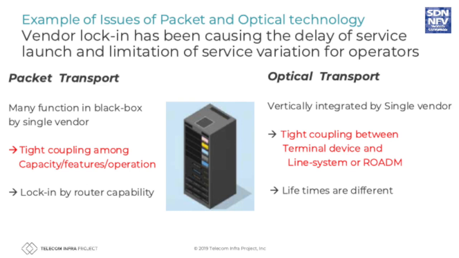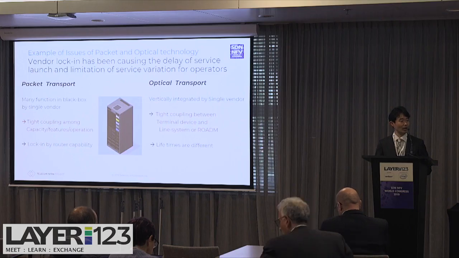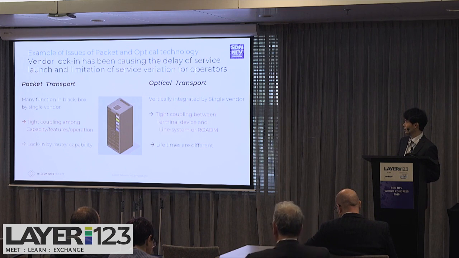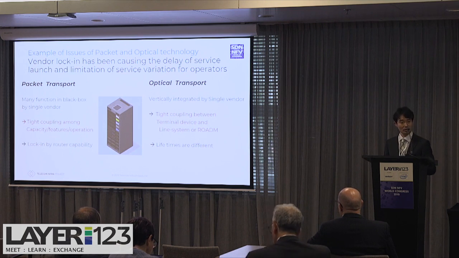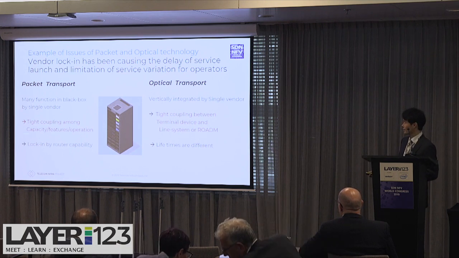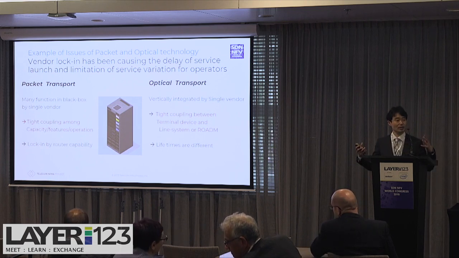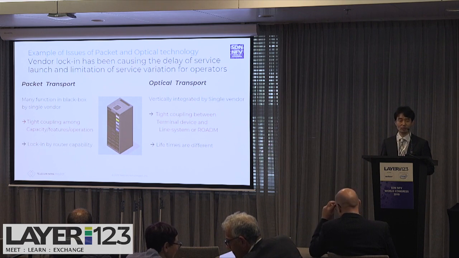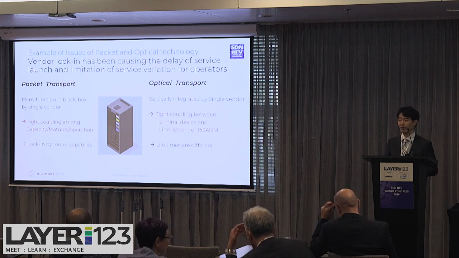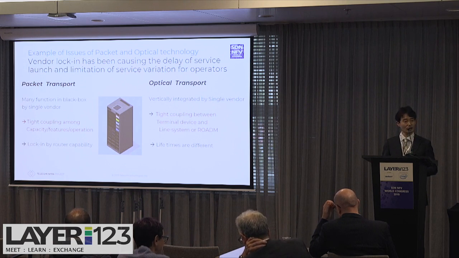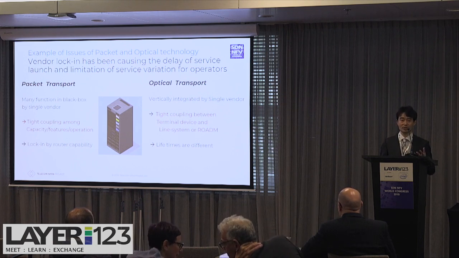This subgroup is about converging the IP and the optical. Let me introduce the main issues of IP and optical. Of course, we now have big equipment for our carrier network. For transport, there are many functions in a black box, a big router, with capacity, features, and operation all in one box. We choose the best solution for one service, but when we want to add new features, we cannot add them. That's a problem for NTT.